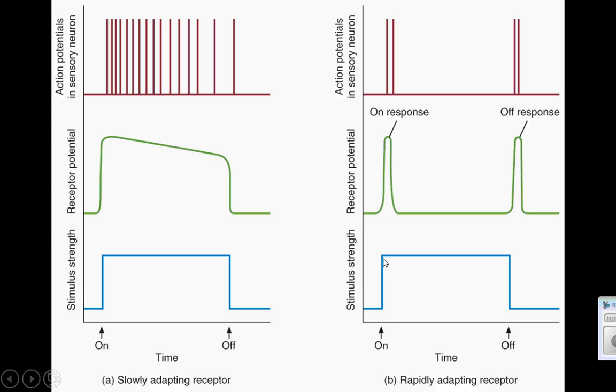That's different than what happens with our rapidly adapting receptor, which when we first stimulate it, we create a receptor potential, ultimately causing a couple of action potentials. Then, even though our stimulus is still persistent, we are not sending any signal in, and then at the end we do it again. So rapidly adapting is like what we do with touch and smell.